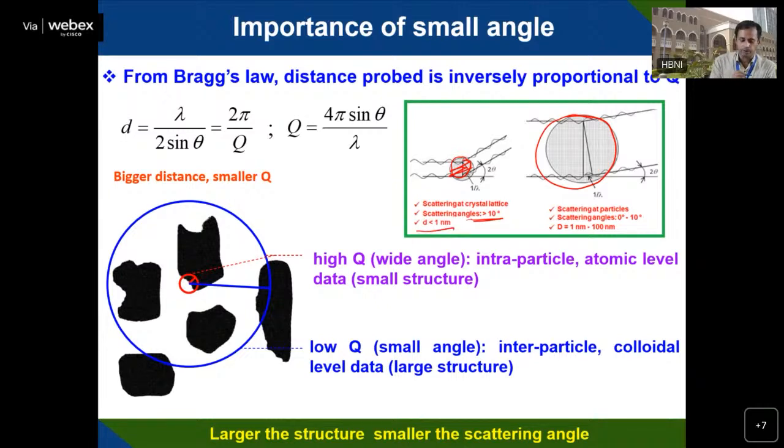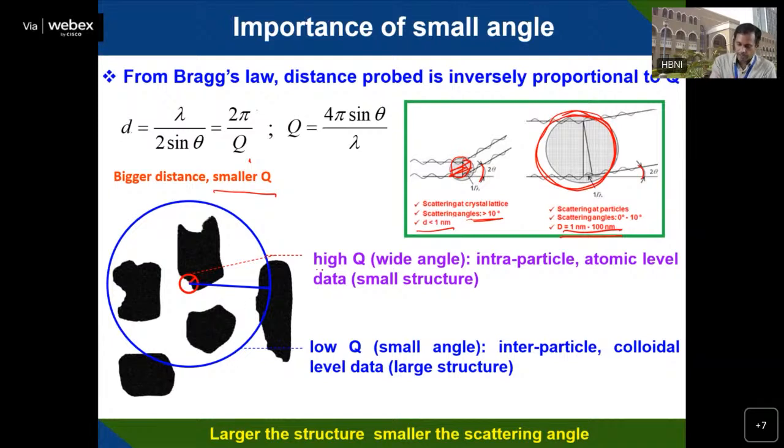So d is here less than 0.1 nanometer. But in case of a bigger particle, a large particle, since for a smaller particle theta is quite large, here in case of a bigger particle you have to go down to smaller theta, say theta is 0 to 10 degrees, to get information about 1 to 100 nanometer. That means bigger is the distance in this equation, d equals 2 pi by q. So bigger is the distance, smaller is the q. So to see a big structure, your theta has to be very small. That's why we have to go for very small theta.